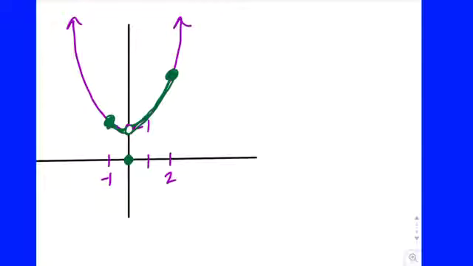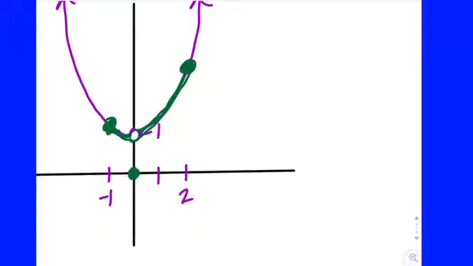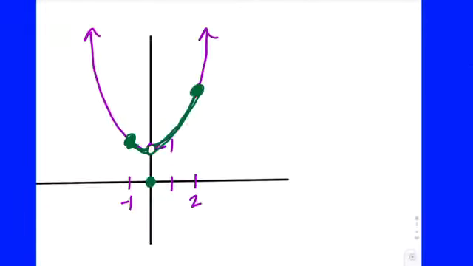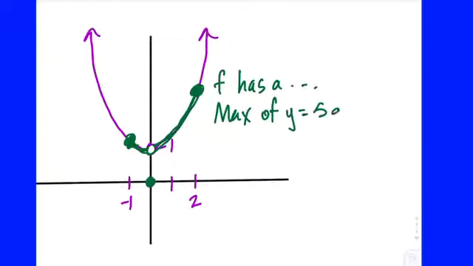It's a hole, right? Because the limit exists. Remember, the jump is when the two one-sided limits don't agree. Okay, do we have a maximum? Yes, we have a maximum again. Same thing, y equals 5 at x equals 2. Sweet. Do we have a minimum value?